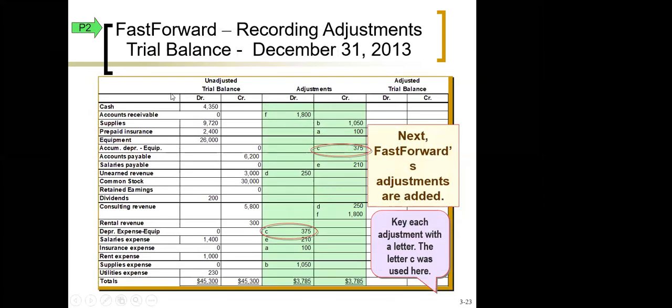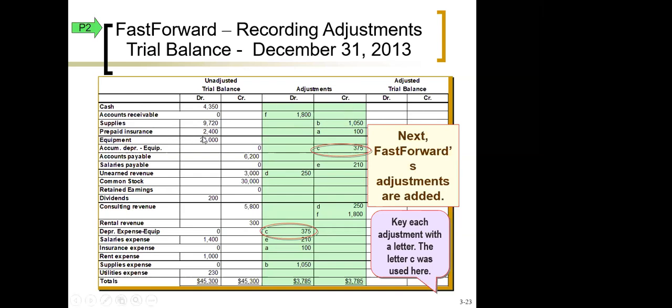So here's the example. Accounts receivable, we're billing 1,800 and income goes up by 1,800. That's letter F. On A, prepaid insurance goes down by 100. Insurance expense goes up by 100. You're seeing the little a. Okay, B, 9,720 goes down by 1,050. It's going to be 8,670. So it's going to happen here.